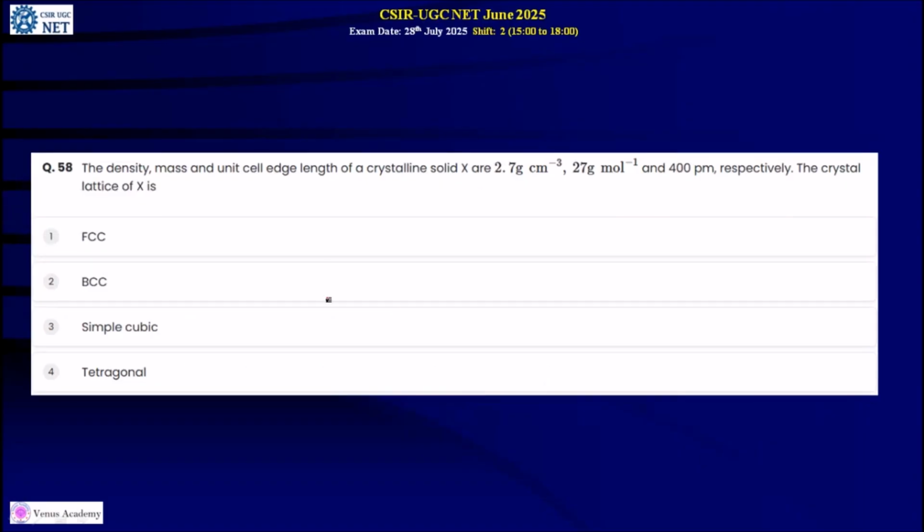Next, question number 58. The density, molar mass and unit cell edge length of a crystalline solid X are 2.7 grams per centimeter cubed, 27 grams per mole and 400 picometers respectively. The crystal lattice of X is, it is going to be FCC. Option number 1 is the correct option, students.